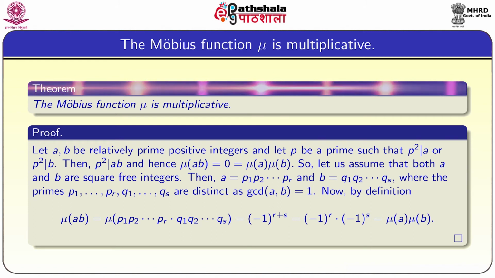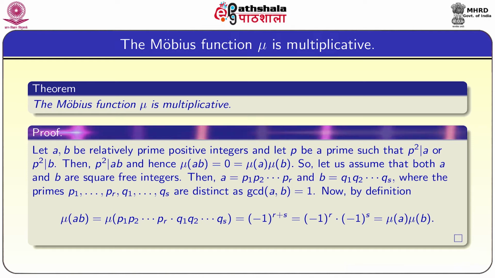So, the theorem is: the Mobius function mu is multiplicative. The proof goes like this: let a, b be relatively prime positive integers and let p be a prime such that p square divides a or p square divides b, then clearly p square divides ab. In that case mu of ab is equal to 0. So, that is also equal to mu of a into mu of b. It is because if p square divides a, then mu of a is 0, if p square divides b, then mu of b is 0. So, mu of ab equals mu of a into mu of b.